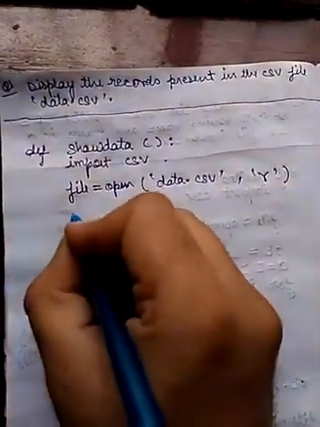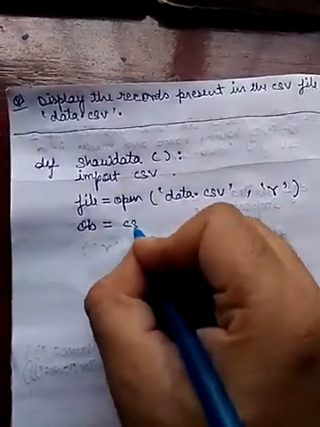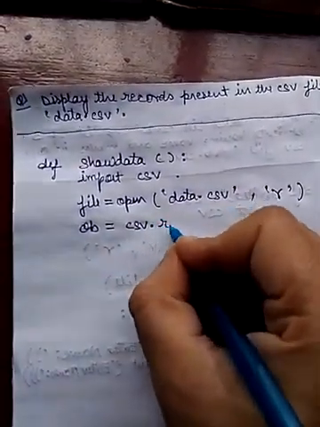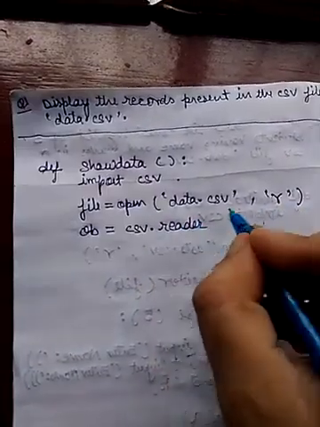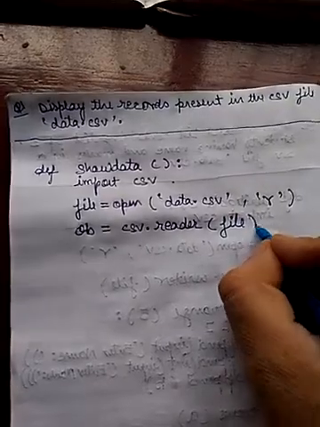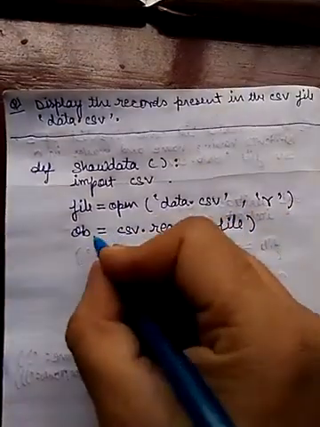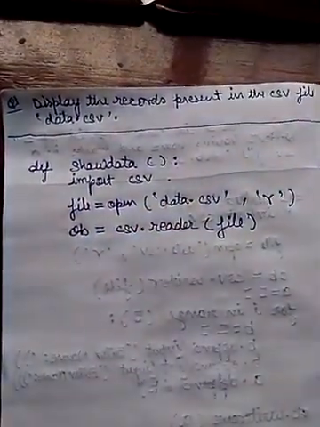Now we have to create an object of reader class. So object equal to csv dot reader and the file handle file. So in this way we have created an object of CSV file, and the name of that object is OB.